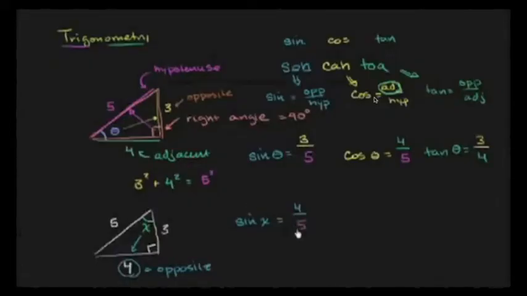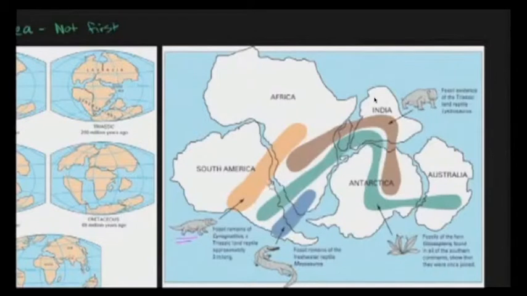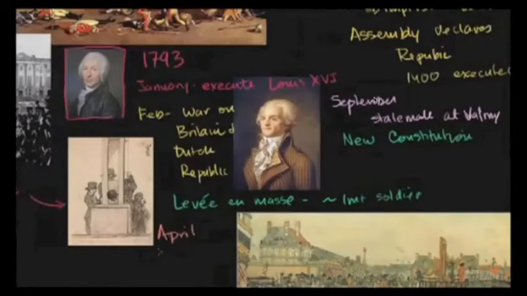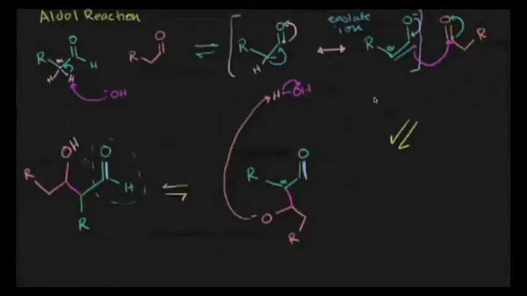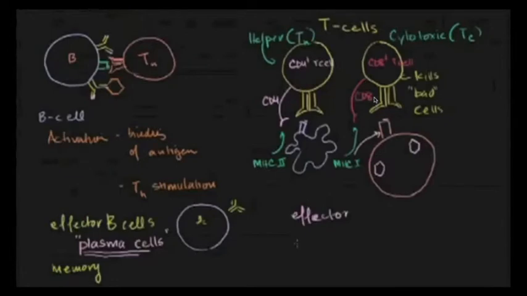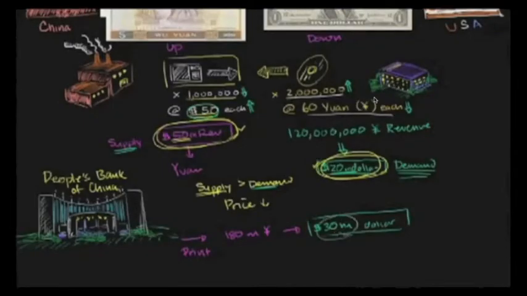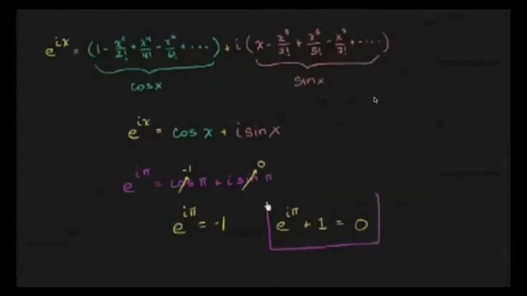So the hypotenuse is now going to be 5. This animal's fossils are only found in this area of South America, a nice clean band here, and this part of Africa. We can integrate over the surface, and the notation usually is a capital sigma. National Assembly, they create the Committee of Public Safety, which sounds like a very nice committee. Notice this is an aldehyde, and it's an alcohol. Start differentiating into effector and memory cells. A galaxy. Hey, there's another galaxy. Oh, look, there's another galaxy. And for dollars is their $30 million plus the $20 million from the American manufacturer. If this does not blow your mind, then you have no emotion.